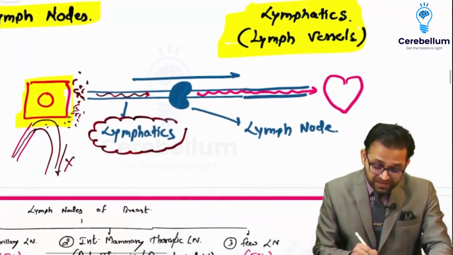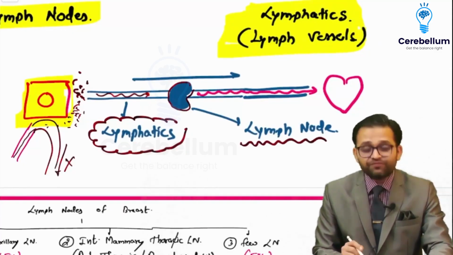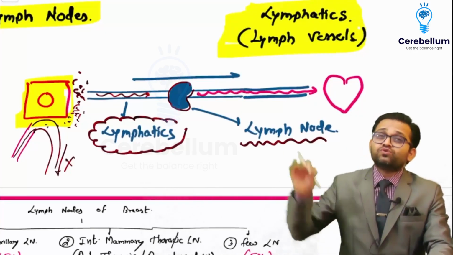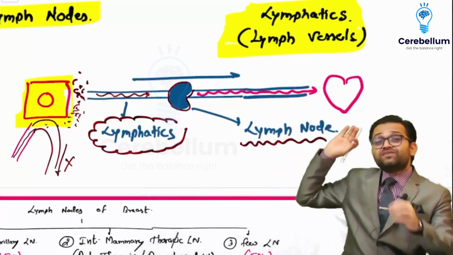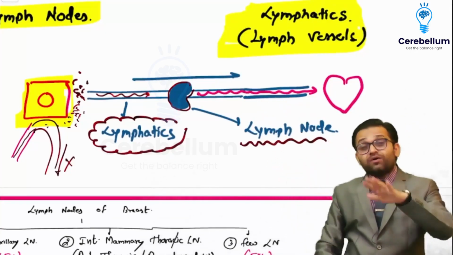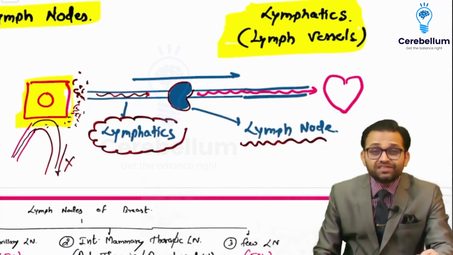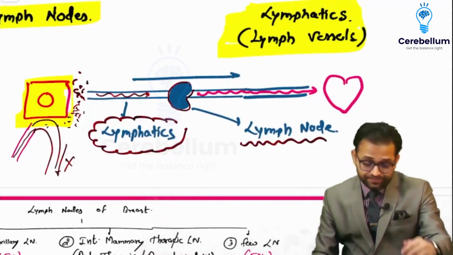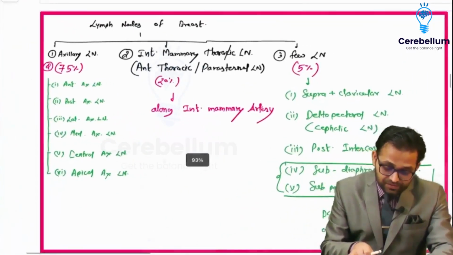Within the root of the lymphatics, you will see the nodular structure. These are our lymph nodes. So ultimately, through the lymphatic vessels, it is draining again into the main circulation. Then it reaches the heart. Now see the important question.